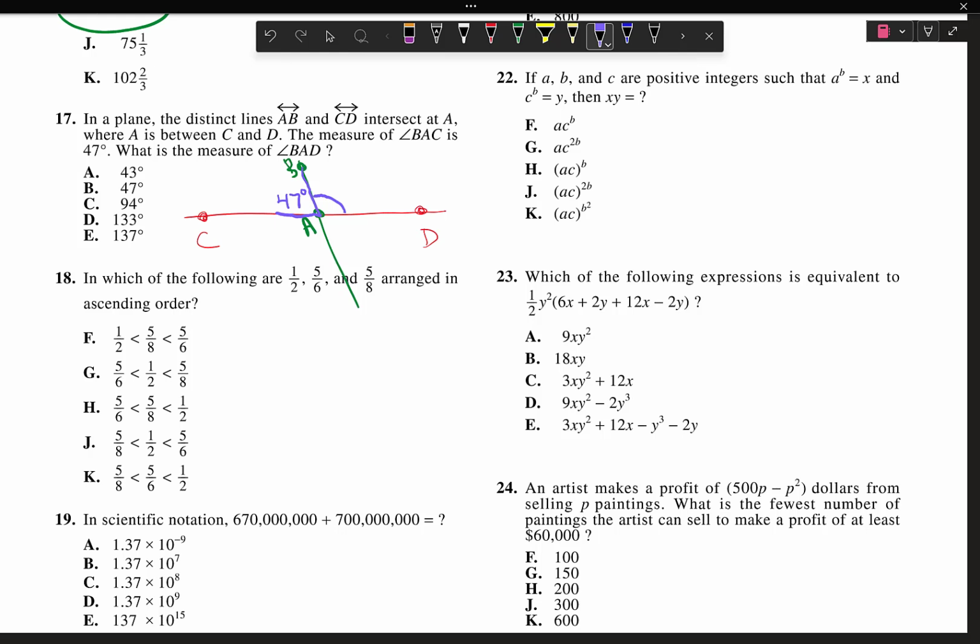Well, these two angles just make up a straight line. They make up a straight angle or a linear pair. So that means they add up to 180. So 180 minus 47, 133.